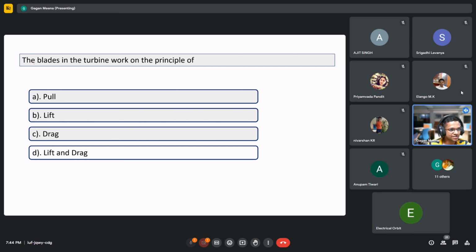Yeah, so this is the next question. The blades in the turbine work on the principle of. D. Lift and drag both. Yes, correct. So these blades are designed in such a way that their structure creates a pressure difference on both sides of the blades, and as a result, from low to high pressure there is a lift, and because of wind also there is a drag.